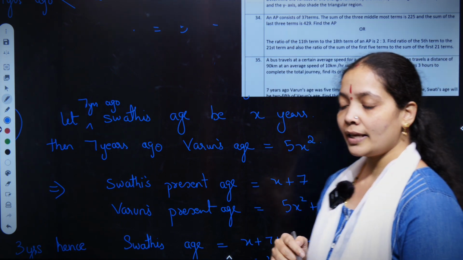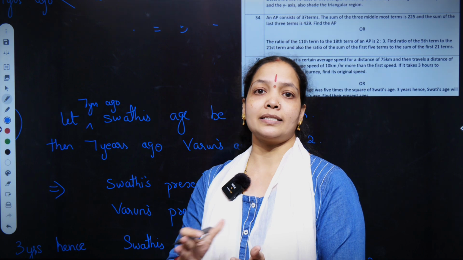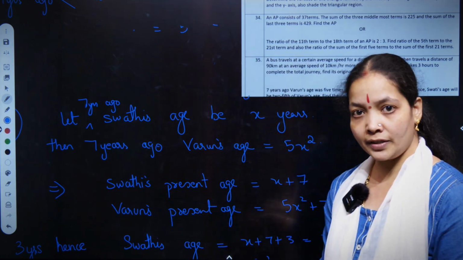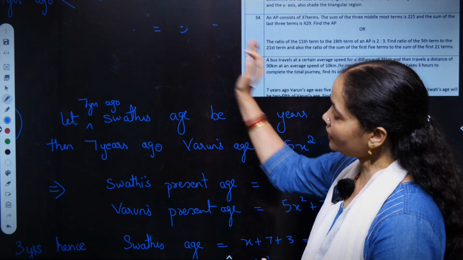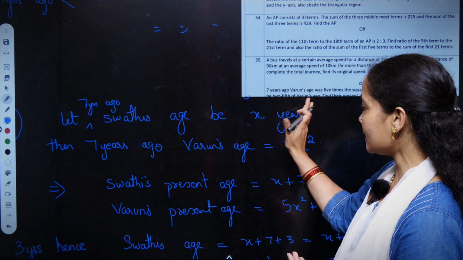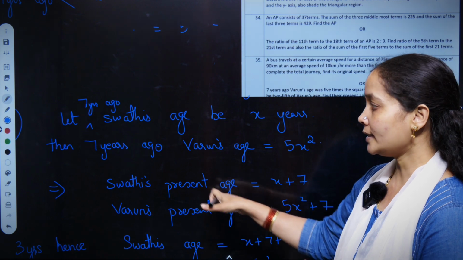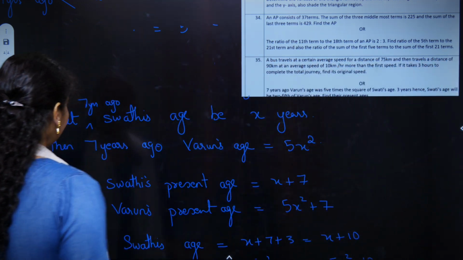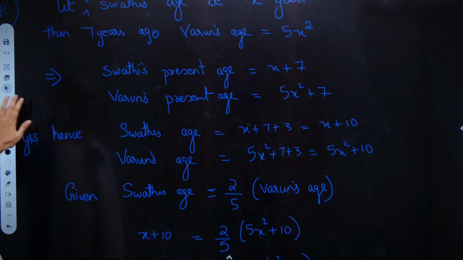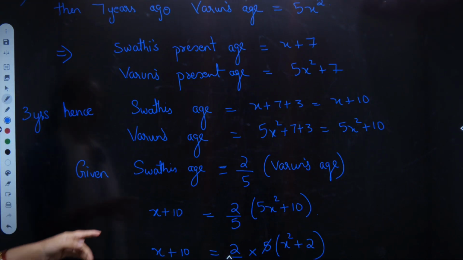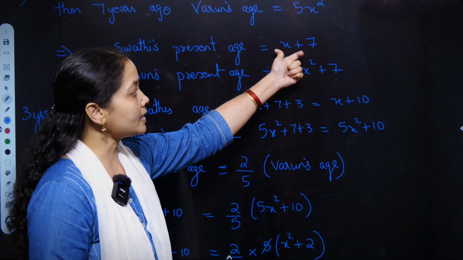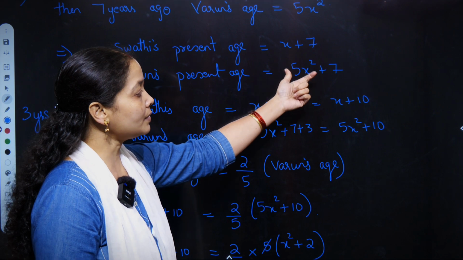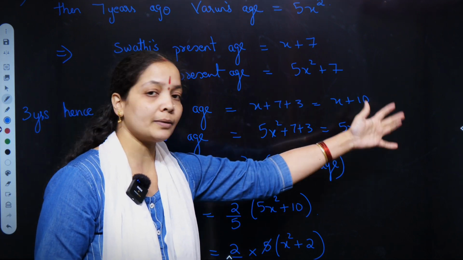Many situations are there where we take the present age as x and subtract for ago and add for hence. Here we are doing it in a different format. I am taking the previous age as x and adding the number of years counted to get the present age. The question continues to 3 years later. 3 years later means if my present age is x plus 7, 3 will be added to it, it becomes x plus 10. Same way Varun's age will also be added with 3, it becomes 5x square plus 10.